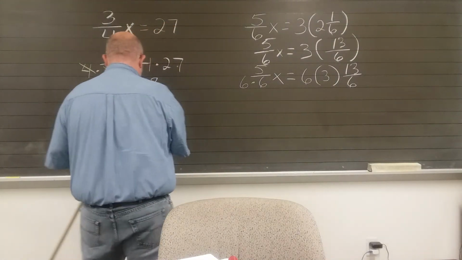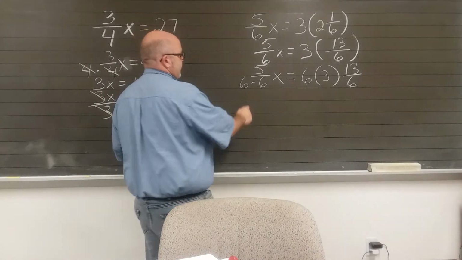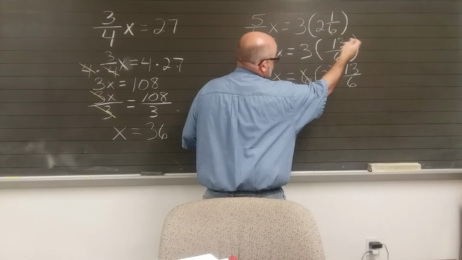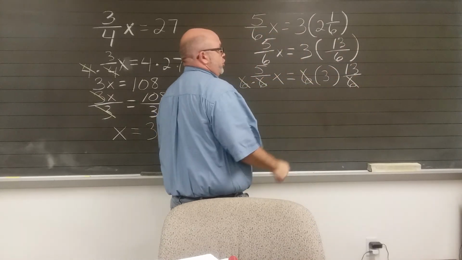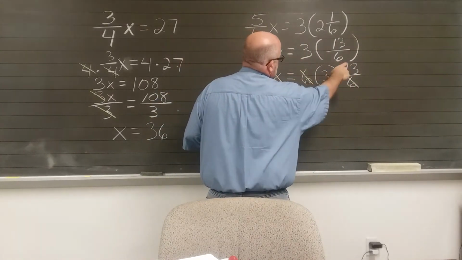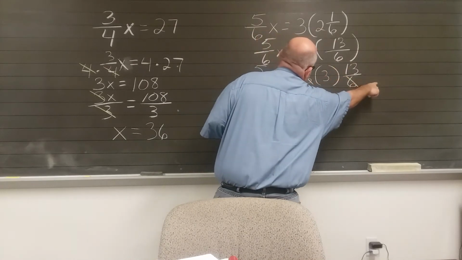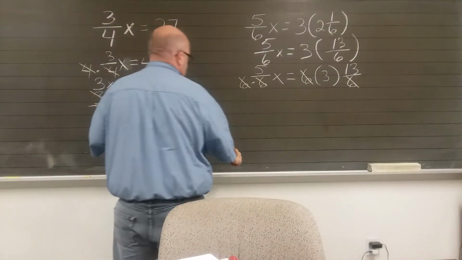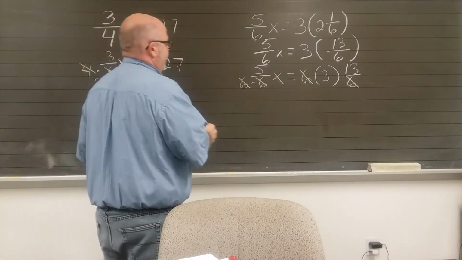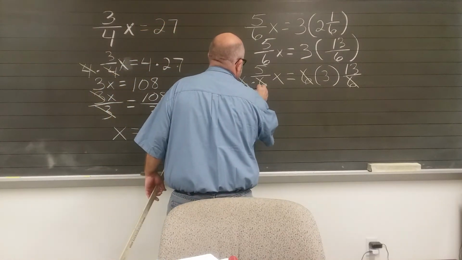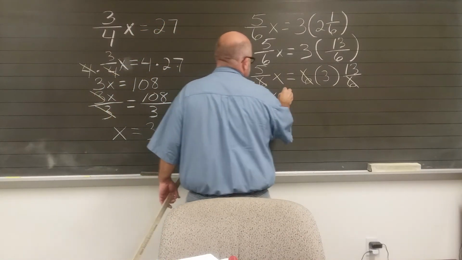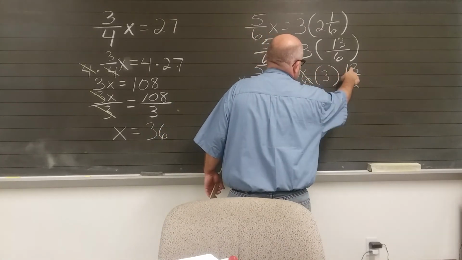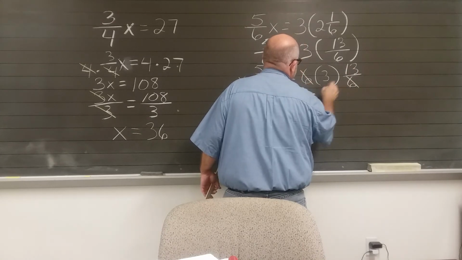So what did we now cancel out? Now we canceled out this 6, this 6, this 6, and this 6. If you want to, you could do the 3 times 13 over 6 and put the times 6 next to the 6 so you know that that's what you're canceling out, just so that you don't get confused with that. All right, so what do we have left? 5x equals 3 times 13.